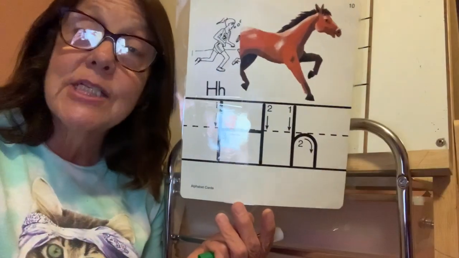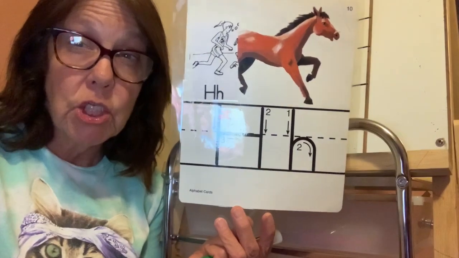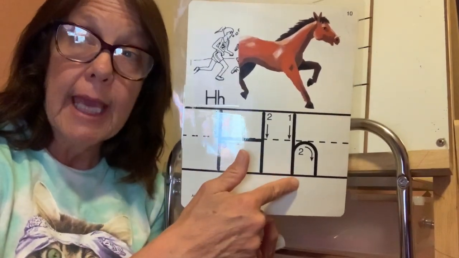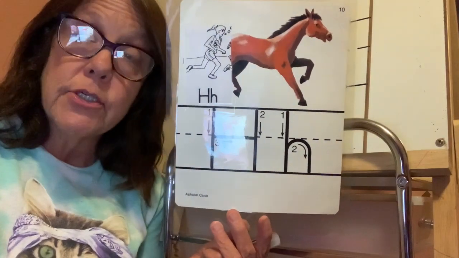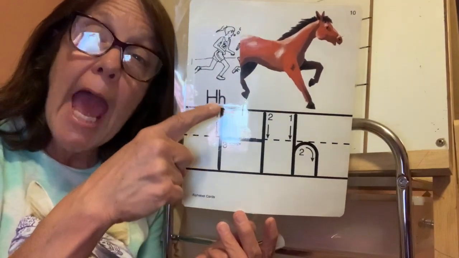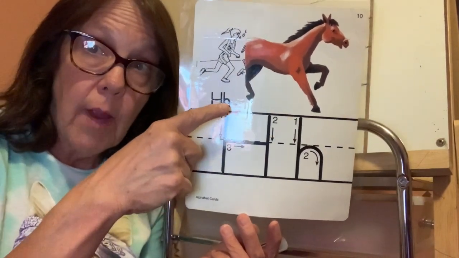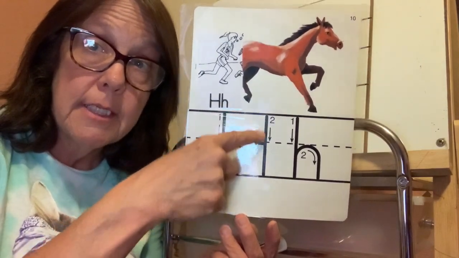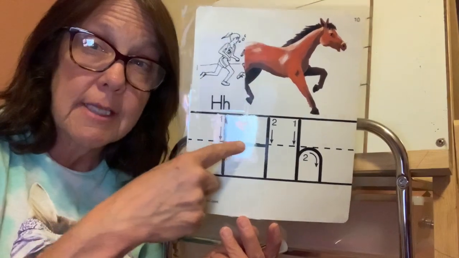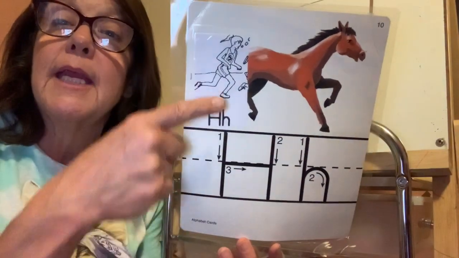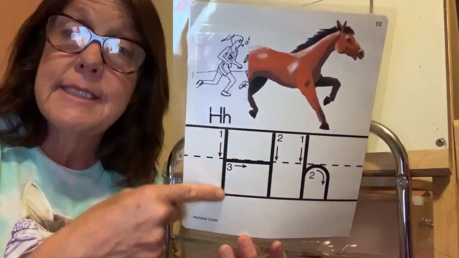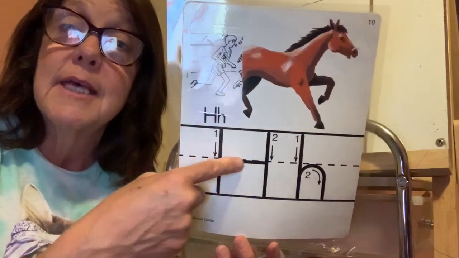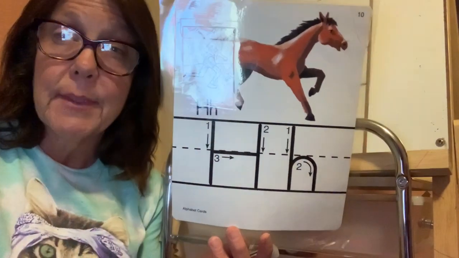Now we're going to practice writing the letter H. Remember, the letter H has a capital and a lowercase, and they're both tall letters. Get your magic finger and trace it in the air. Ready? Top, down, across the middle. Do it with me. Top, down, across the middle. That's the capital H.